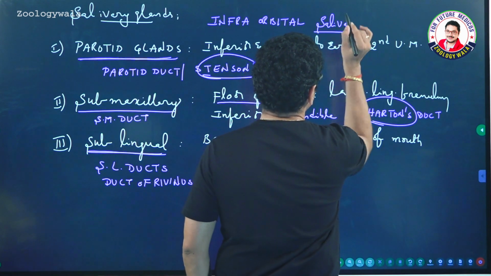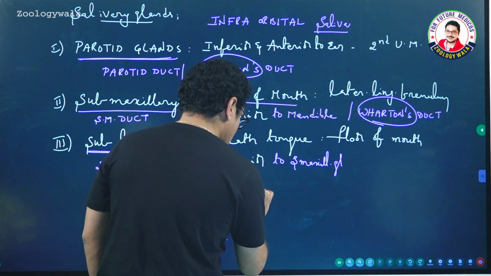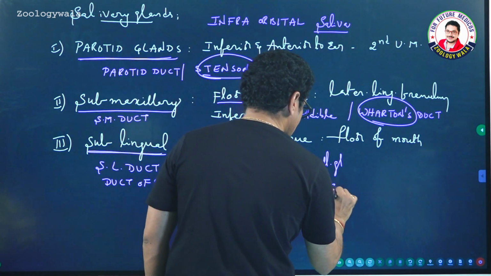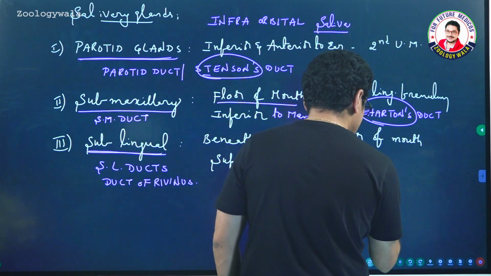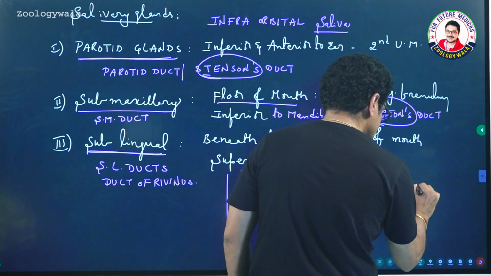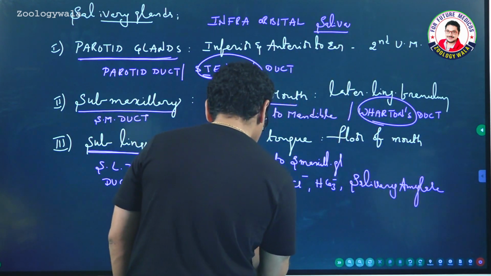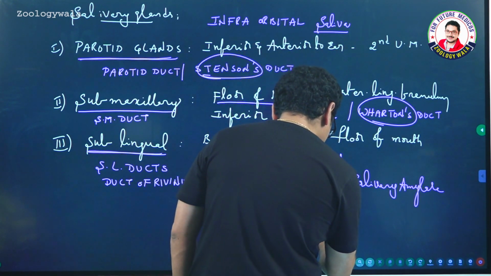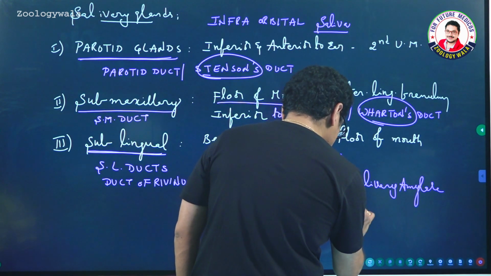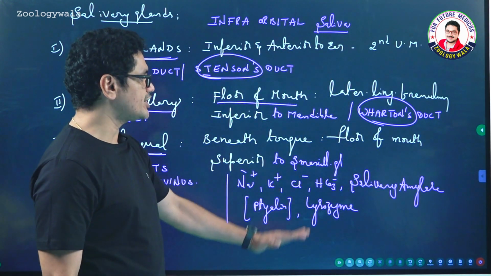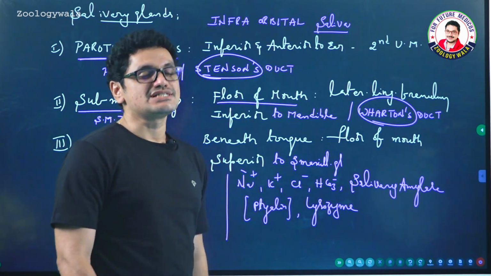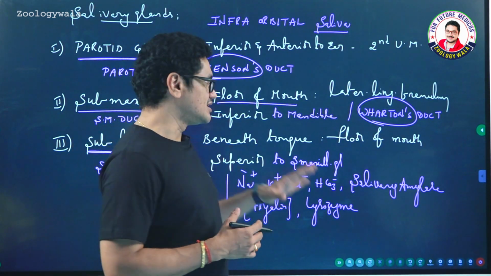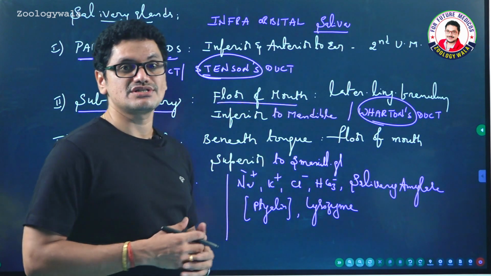Saliva contains a number of components like Na+, K+, Cl- and HCO3- ions, and salivary amylase, which is also called ptyalin. Lysozyme is an enzyme which breaks down bacteria, also a very important one. A number of electrolytes are present. Water is the major component present in saliva. All these are the components present in salivary juice. That's all about the salivary glands.